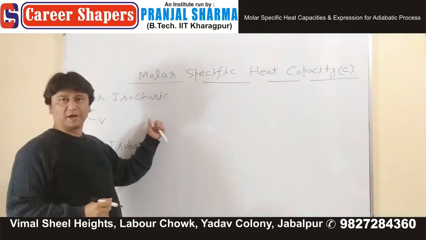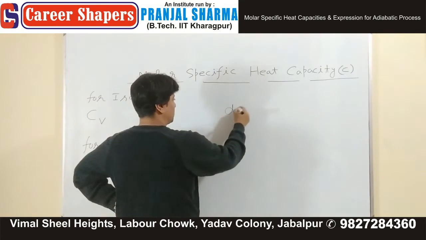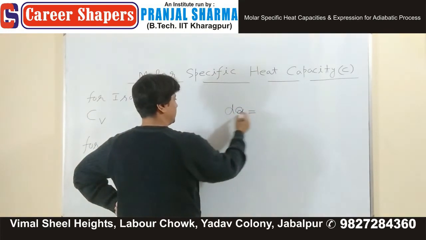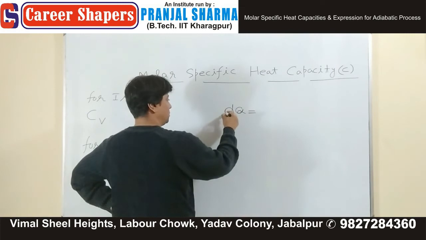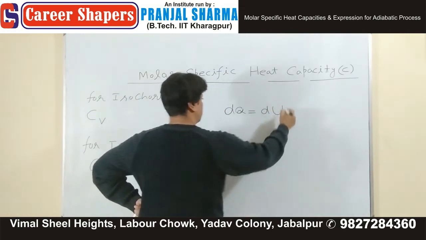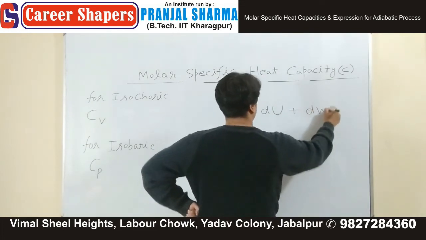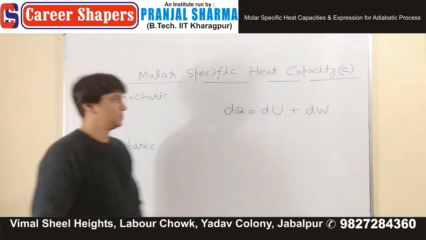We'll start with isochoric. Thermodynamics first law is dQ equals dU plus dW.